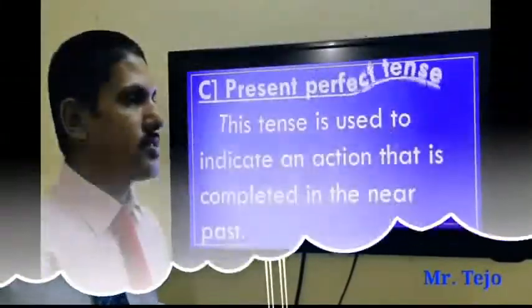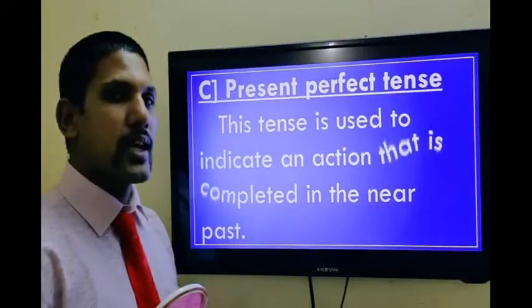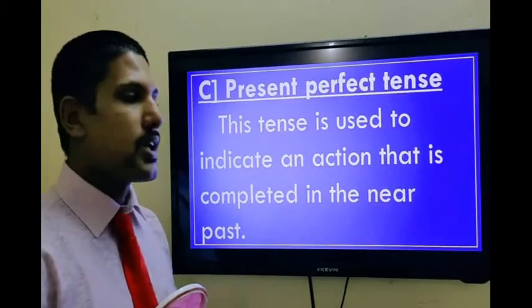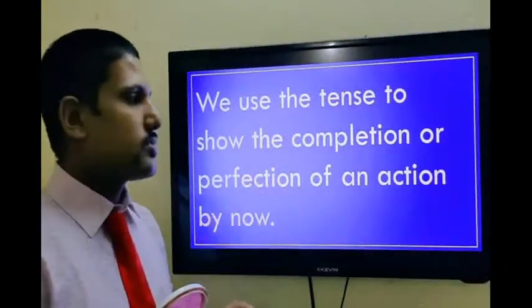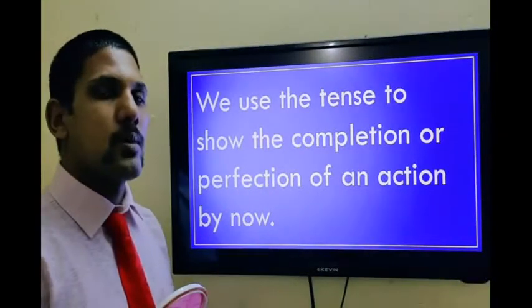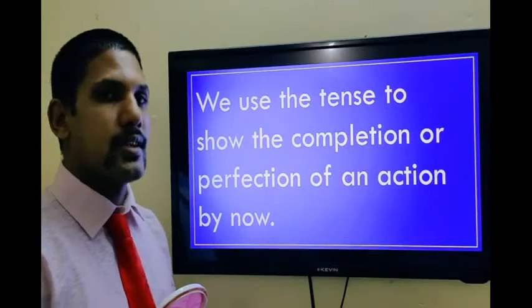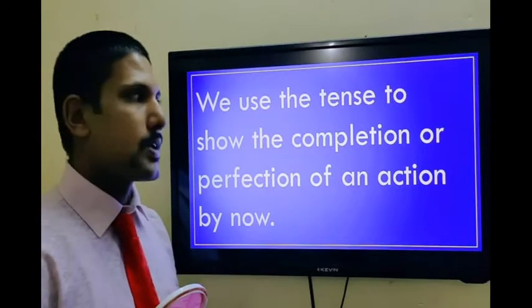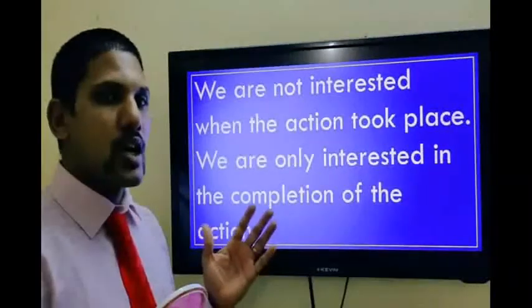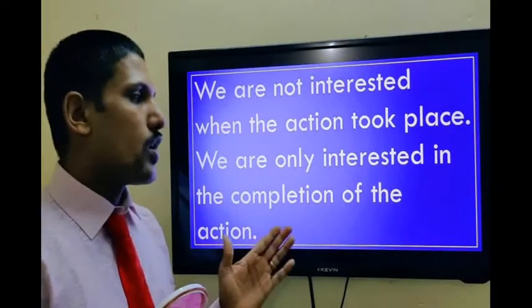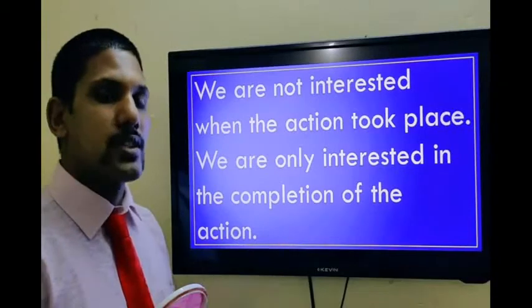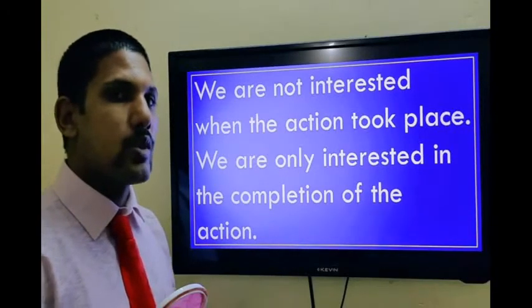Present perfect tense is used to denote an action that is completed in the near past. We use this tense to show the completion or perfection of an action by the time of speaking. We are not interested when the action took place. We are only interested in the completion of the action by the time of speaking.